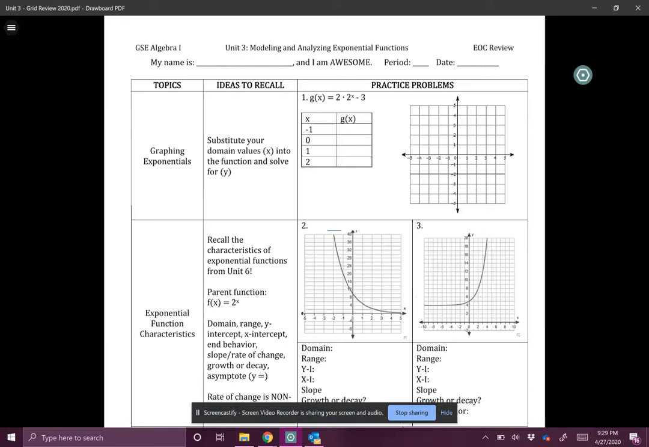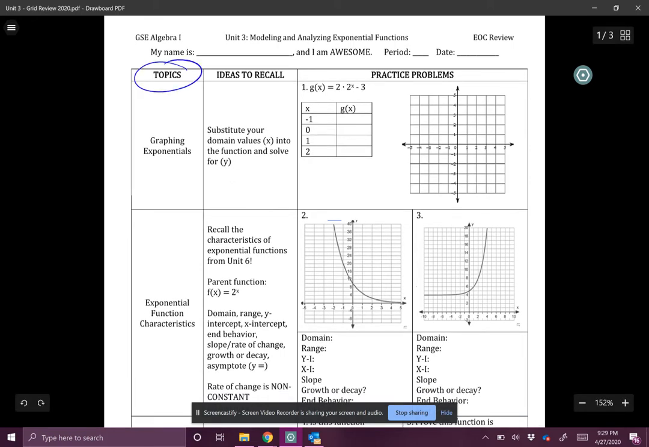We're on to Unit 3 grid review. Unit 3 was over modeling and analyzing exponential functions. This was in November and December, so right before we started finals week. So with exponentials, there's a couple questions I want to go over.